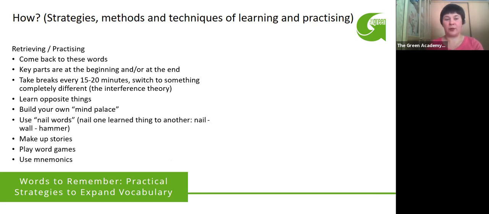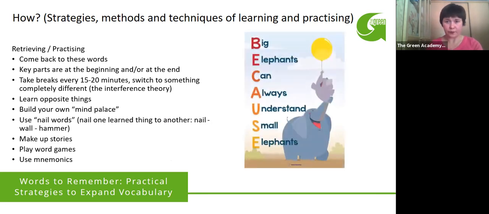And you can also use mnemonics. A mnemonic is a tool that helps you to memorize something. For example, this is a classical example of how children memorize the spelling of the word: because big elephants can always understand small. But the thing with mnemonics is that you should invent these things for yourselves. I mean, they work only when you create them. Sometimes it's a bit of a challenge.